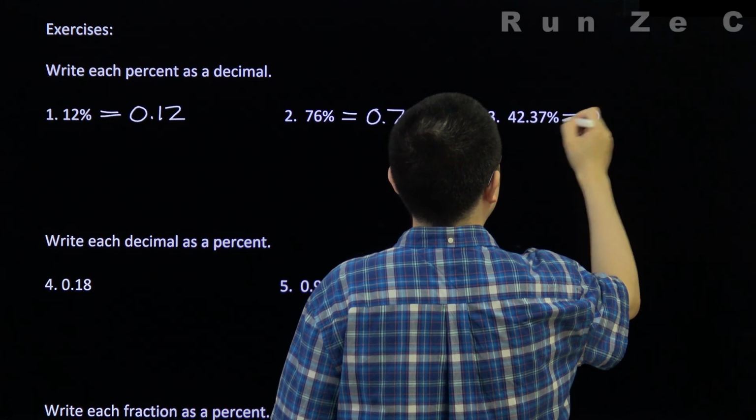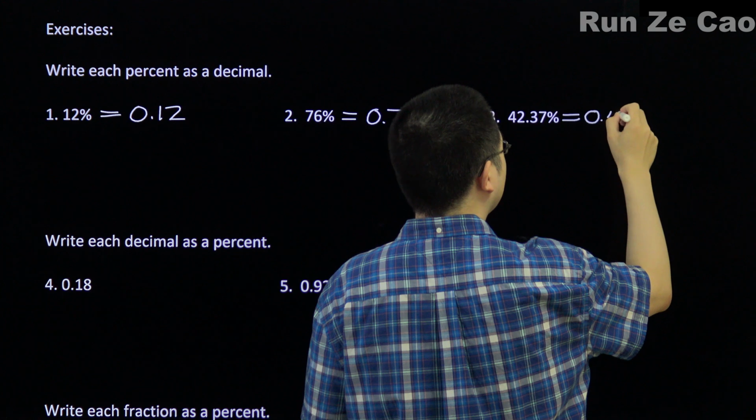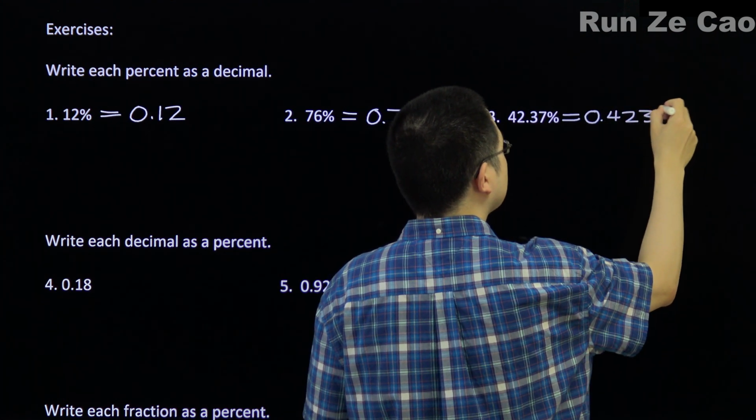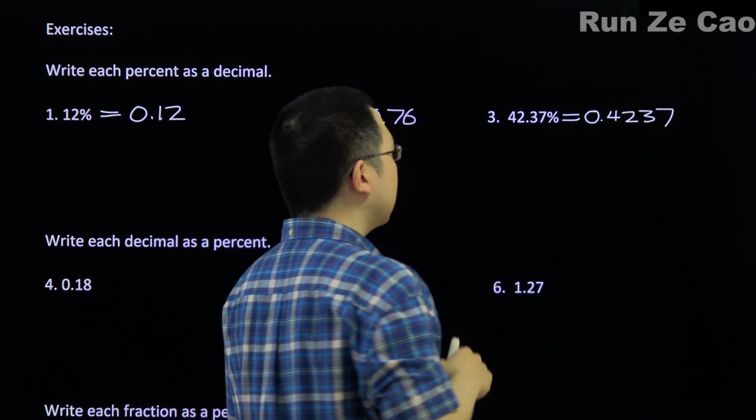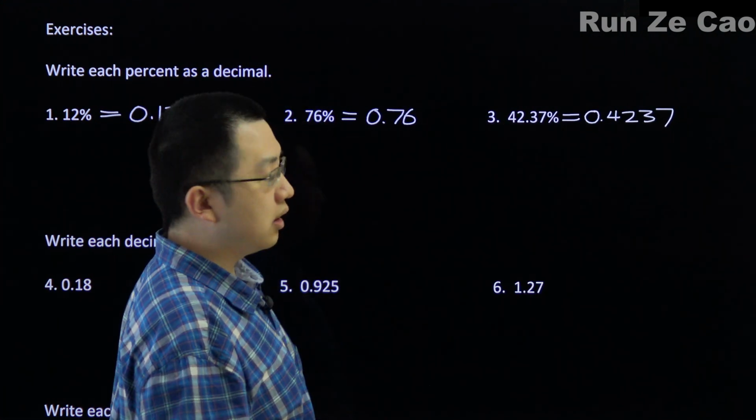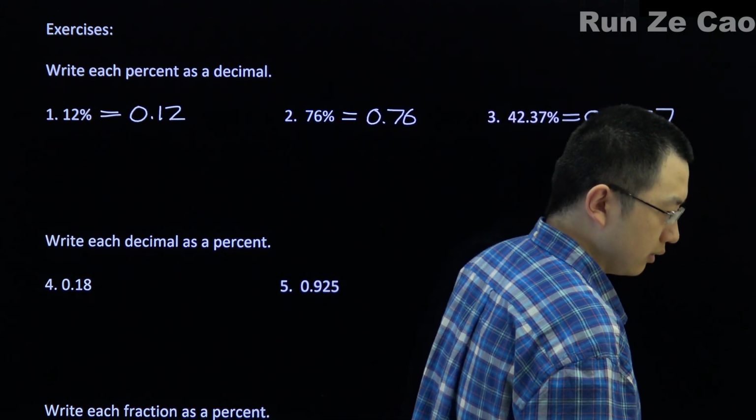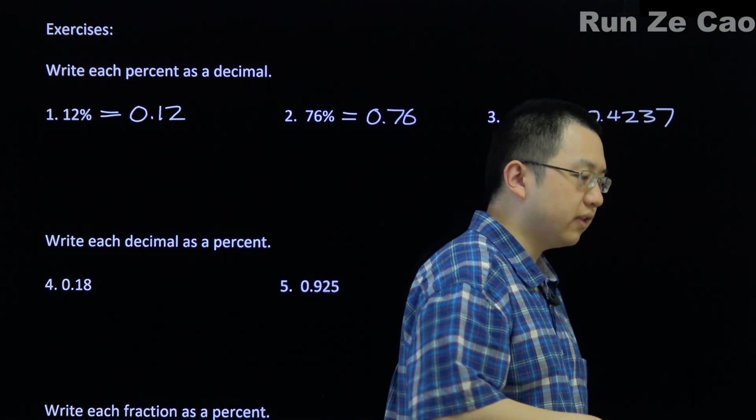42.37%. Well, we know that 100% is 1, so 42% must be 0.42. And the 37 just comes at the end. Because if you think of it as dividing by 100%, you move the decimal place 2 places to the left, as you do when you divide by 100, and the percent signs cancel out.